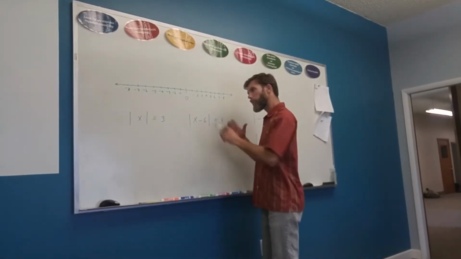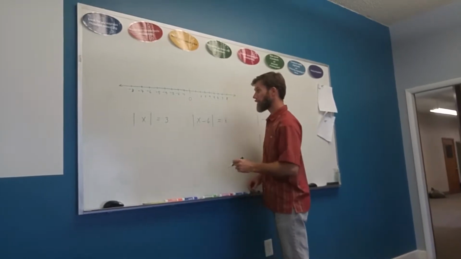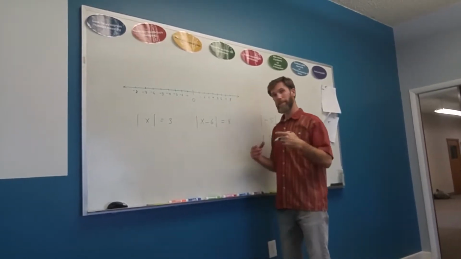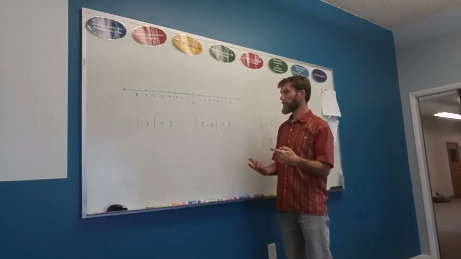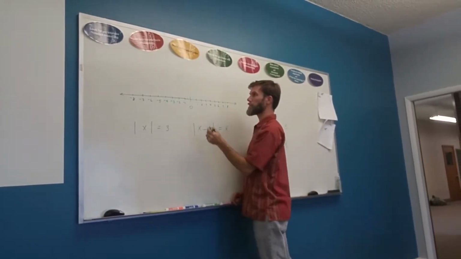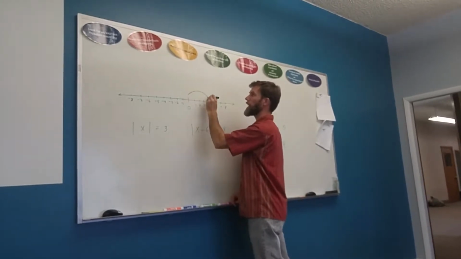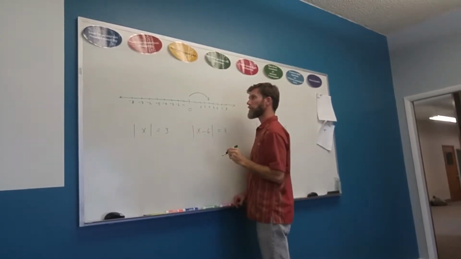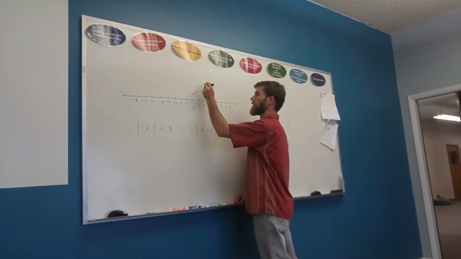So, what do these symbols actually mean? Well, absolute value means distance from 0. That's what it means. So it's asking, what's the distance from 0? So let's look at the number line here. This really helps. That's how many spaces? 4.